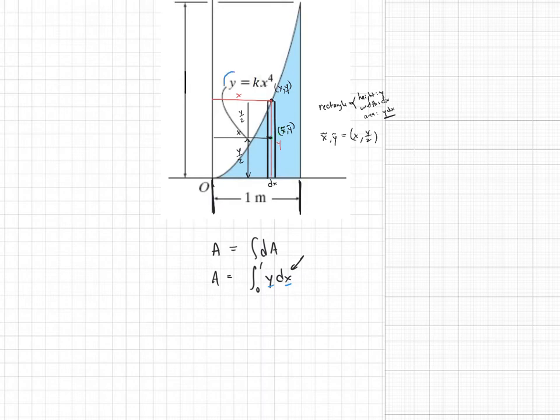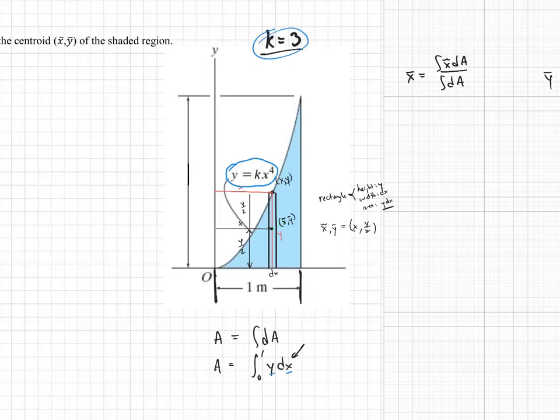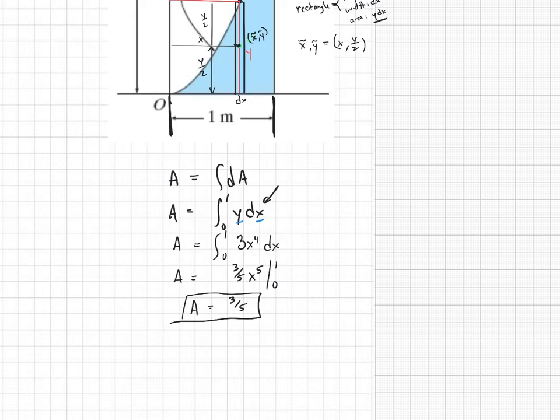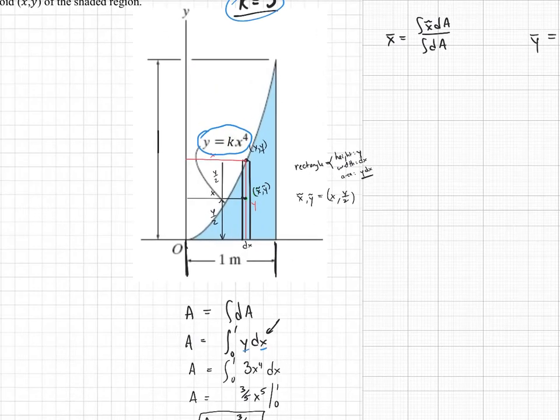So I need to replace y with kx to the fourth. Of course, k in this case is 3, so 3x to the fourth. So A equals the integral from 1 to 0 of 3x to the fourth dx. A equals x to the fifth, 3/5, from 1 to 0. So the area of this thing is 3/5. Well, that worked out nice and clean. We like it when it comes out clean like that.